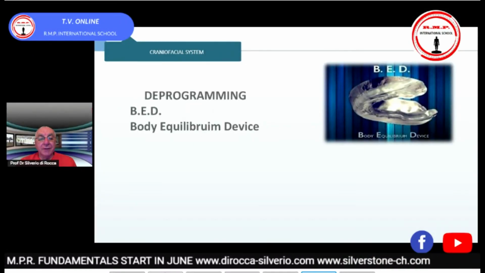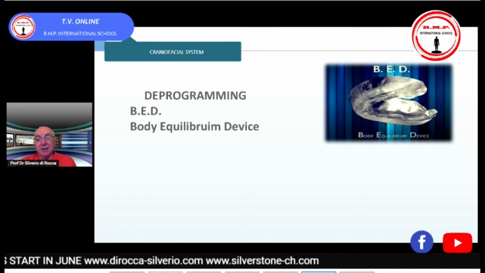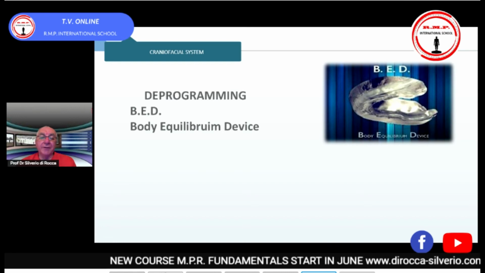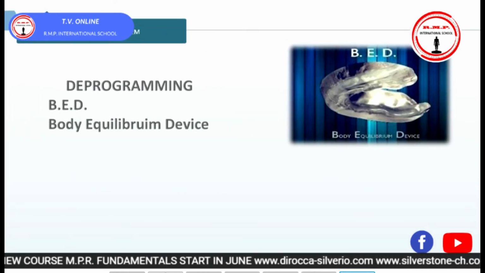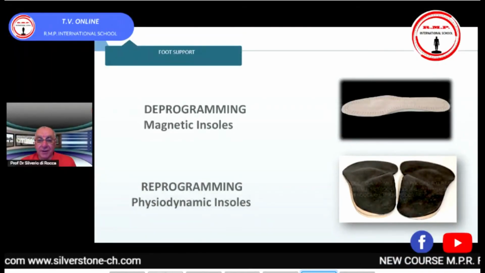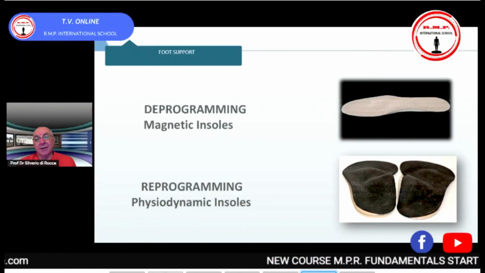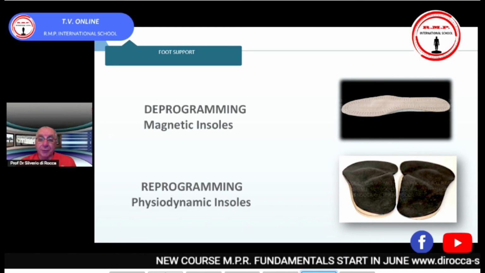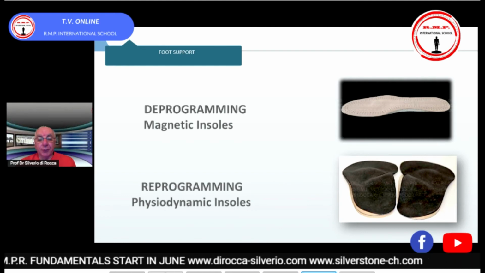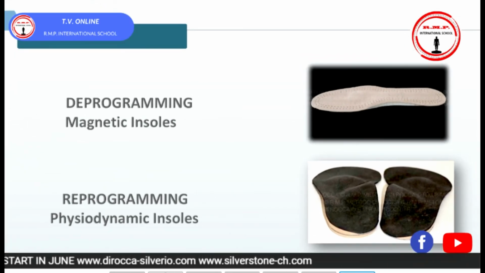You will learn some particular tools with the bed, the body equilibrium device, a very perfect tool to do the deprogramming of one of the biggest disturbers of the postural system, that is the craniofacial system. Also, I will teach you the use of the insoles for deprogramming and reprogramming the foot support, which is a very important receptor in the posture of the body.